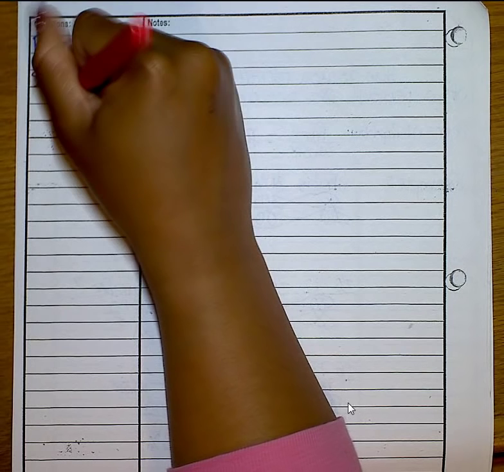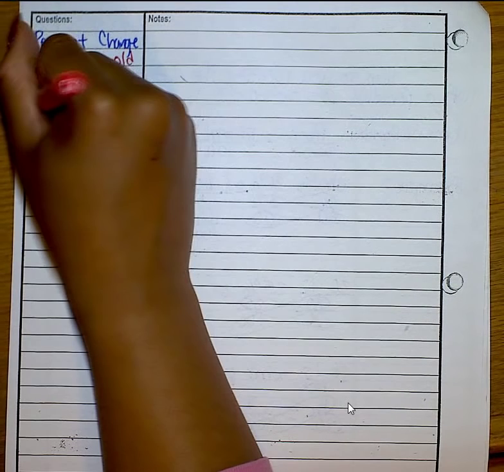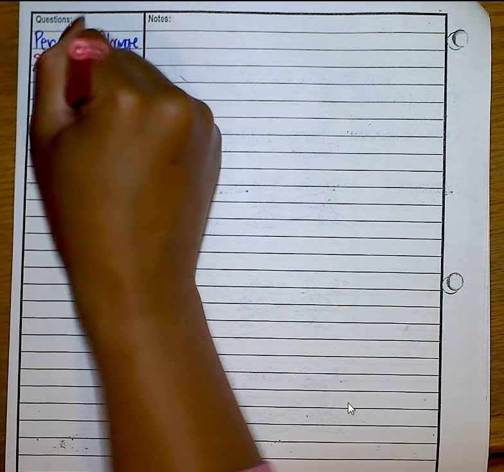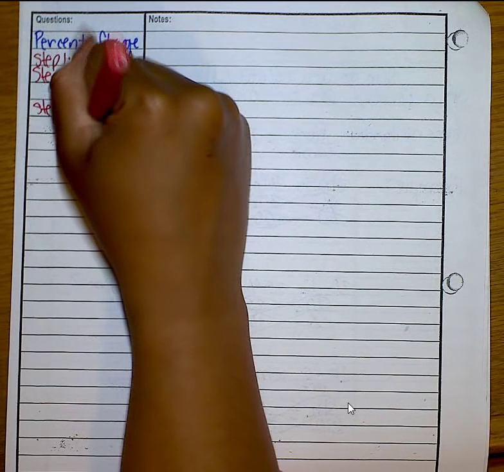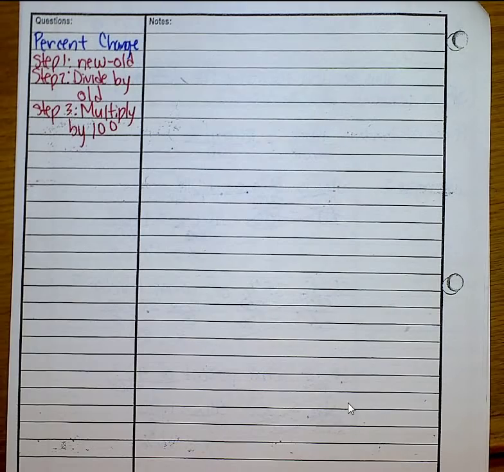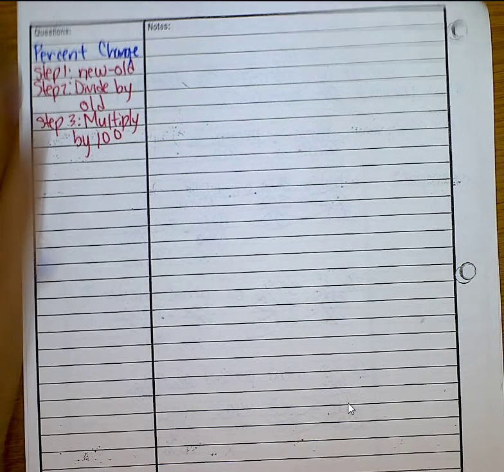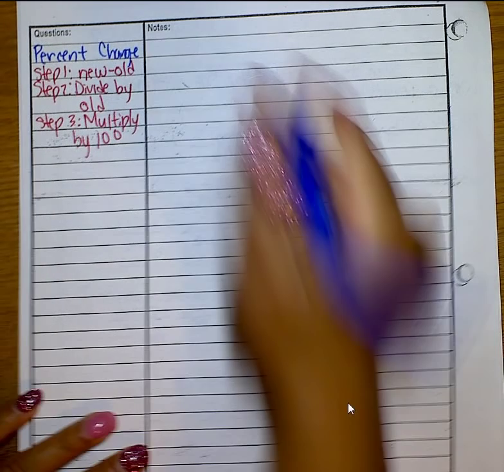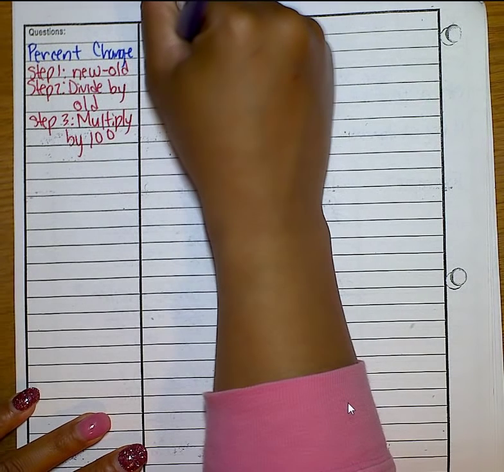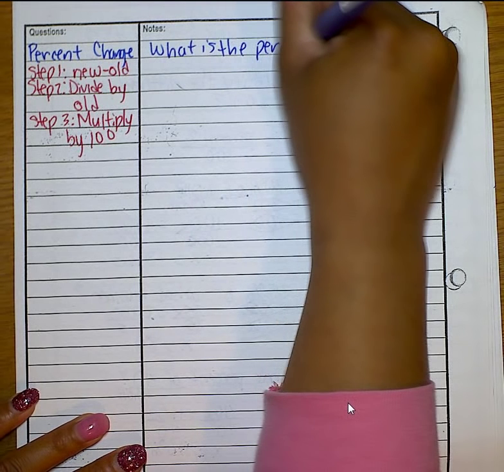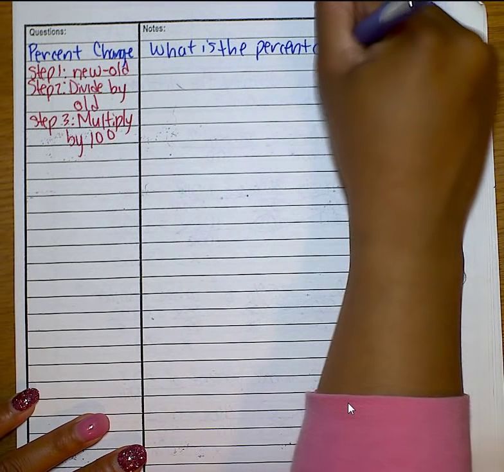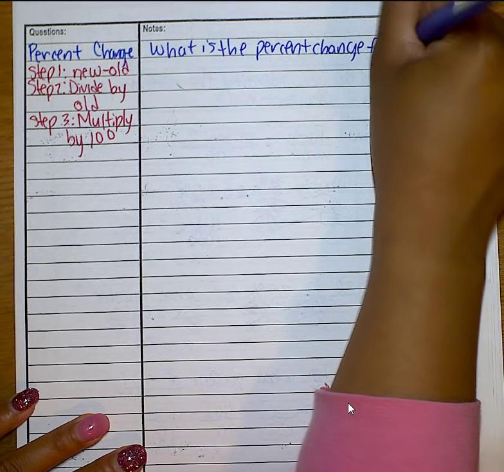So divide by the old price. And then step 3 was to multiply by 100. So let's see this example play out. Let's say, for instance, the question is asking us, what is the percent change from $16 to $20?